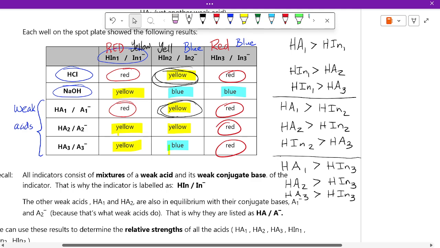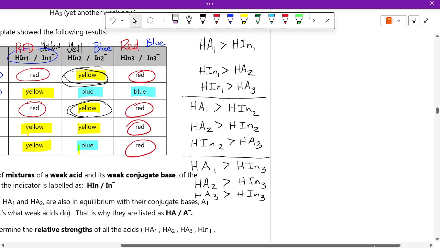Can you now take those and put together the puzzle? The puzzle is to list all the acids, the HAs, and the indicators, the HINs, in one list from strongest to weakest. You might want a different piece of paper for this.